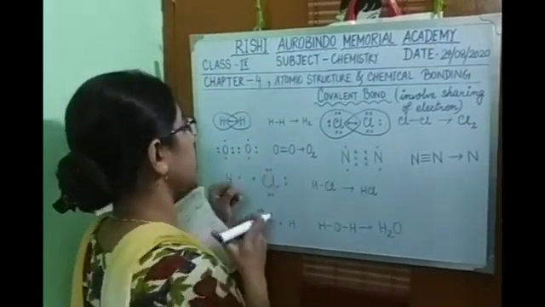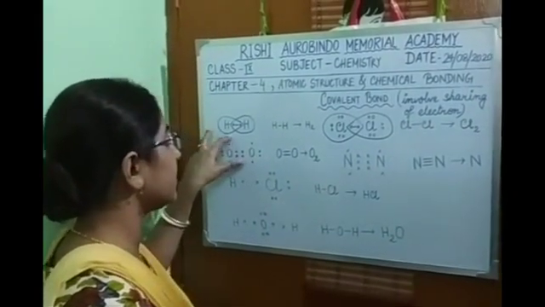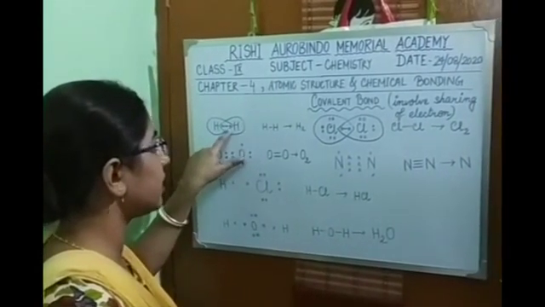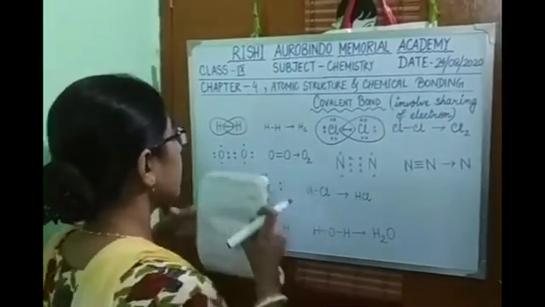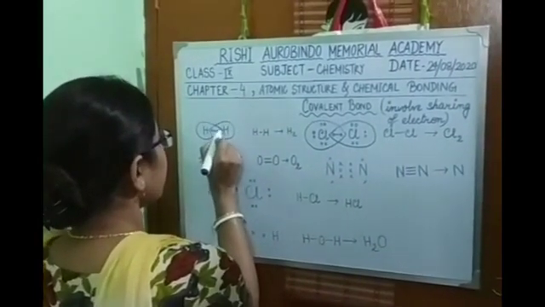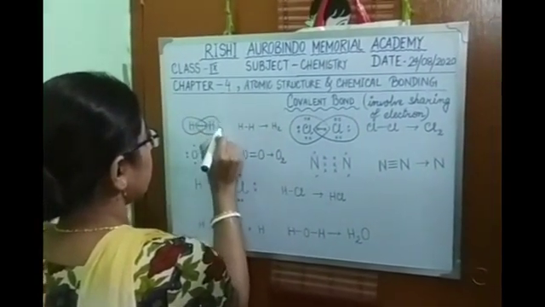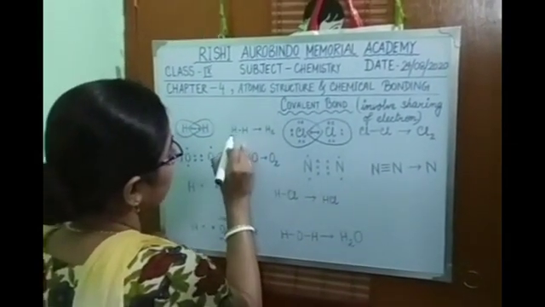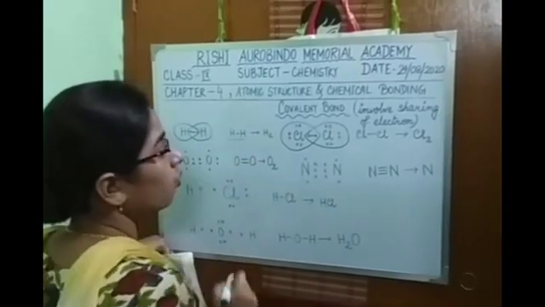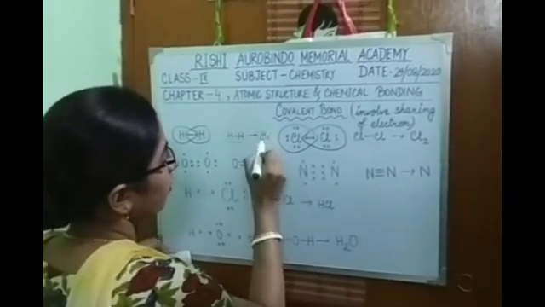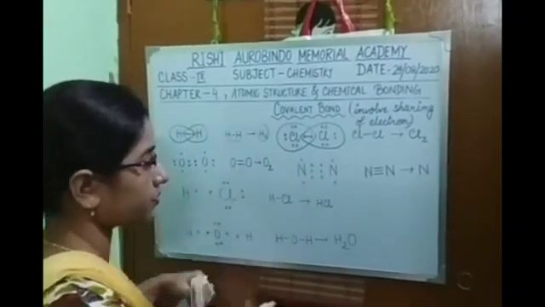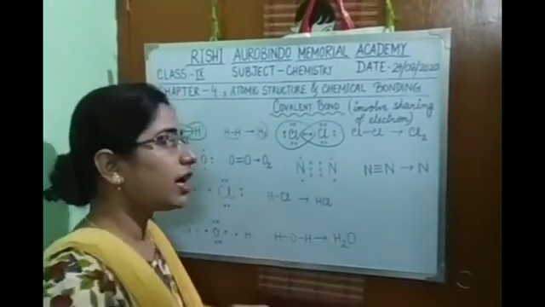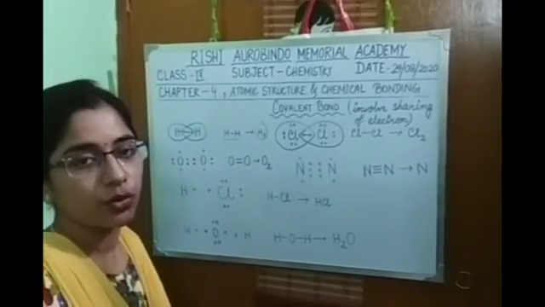So one hydrogen atom contains one electron, and another hydrogen atom contains one electron. They share this electron with each other and a single covalent bond occurs, and they form hydrogen, H2. The same thing happens in the case of chlorine also. We know that the valence electron number in chlorine is 7.